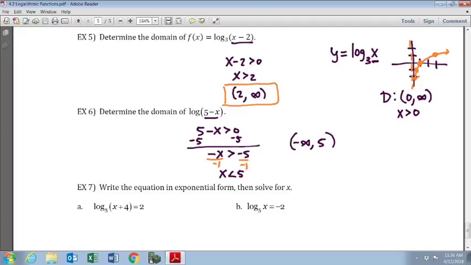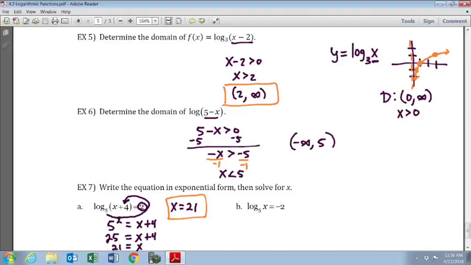All right, let's look at our last problem, example 7 here. It says write the equation in exponential form and then solve for x. So here we have 5 to the second power equals x plus 4. And 5 squared is 25. We'll subtract 4 on both sides and we get 21. So x equals 21 is the solution there. And if you actually plug it in, it will be the log base 5 of 25 equals 2, which is correct.